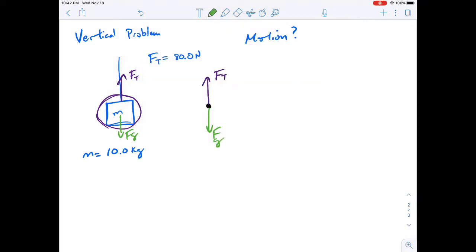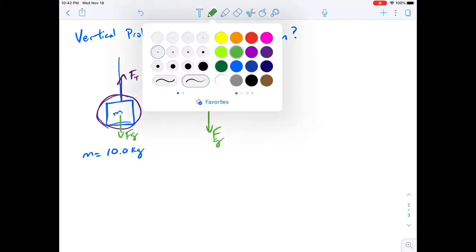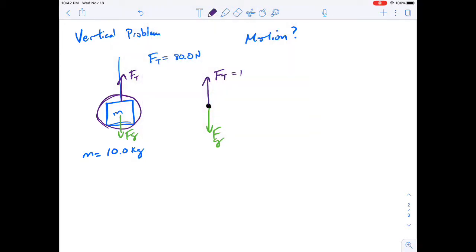And we know these values. We know this is equal to 80 newtons. That was given. And the force due to gravity we don't know offhand, but we can figure that out, right? Because we know force due to gravity equals m times g. And some people will calculate it off to the side, and some people will wait and put it in the formula later.